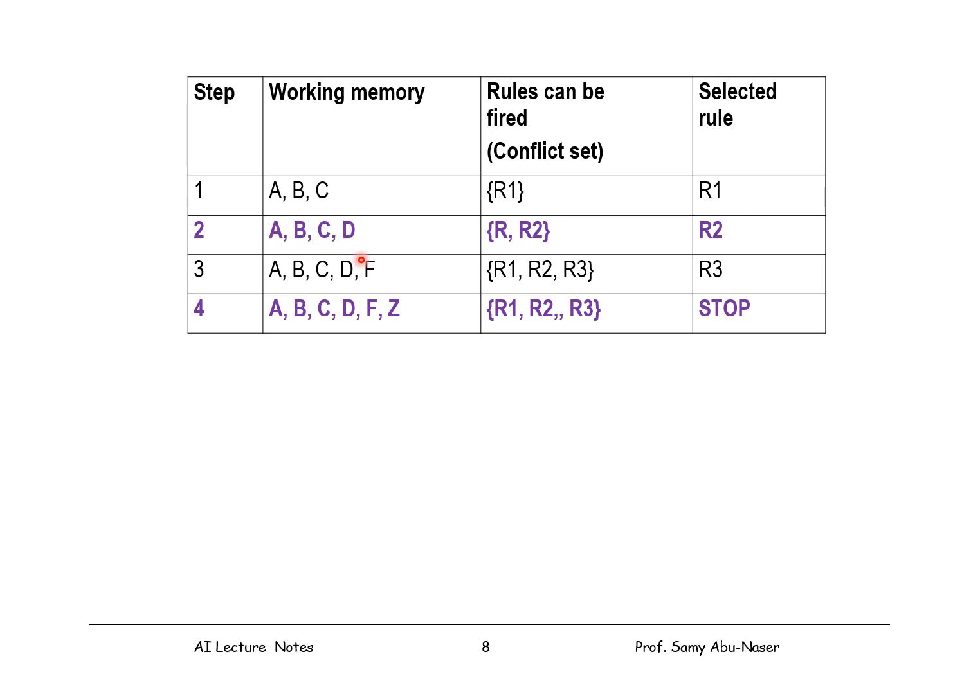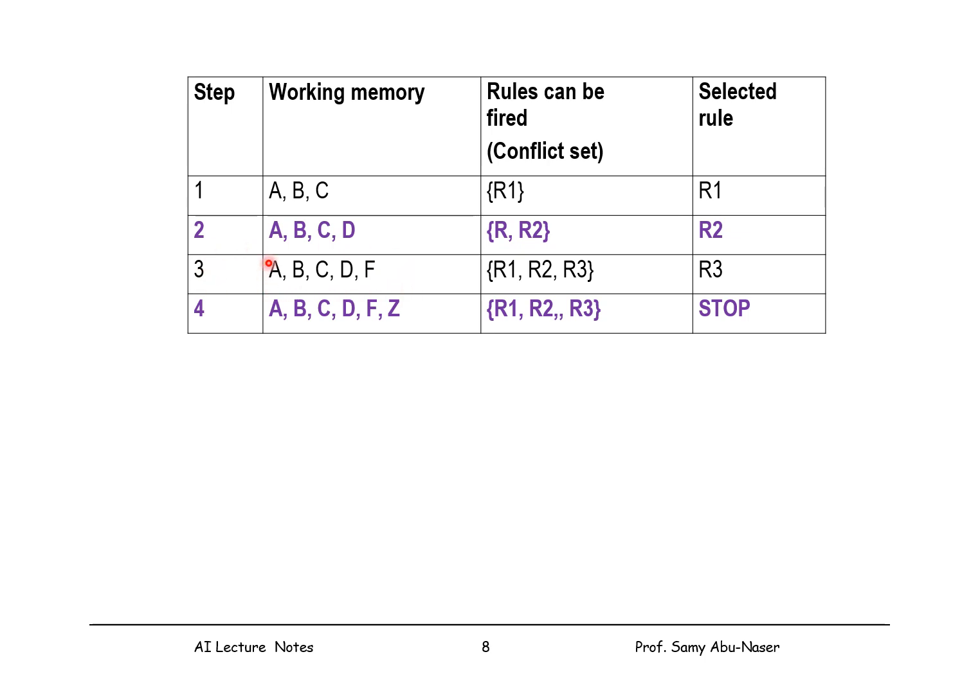We take these facts, check the three rules, and see which one can be fired, selected, or executed. We find R1 and R2. Since we took R1 before, we take R2. Execute R2, and the output will be A, B, C, D, F.